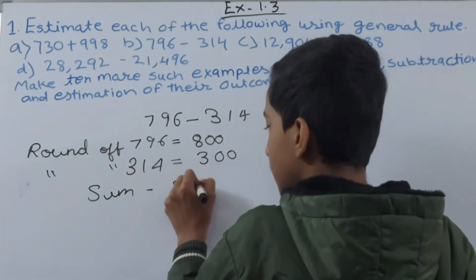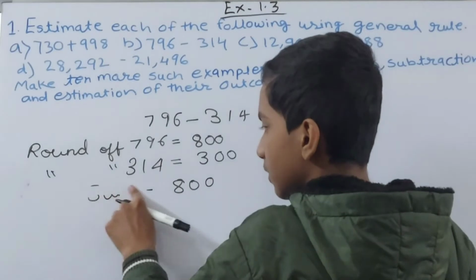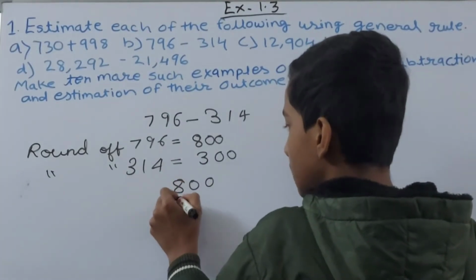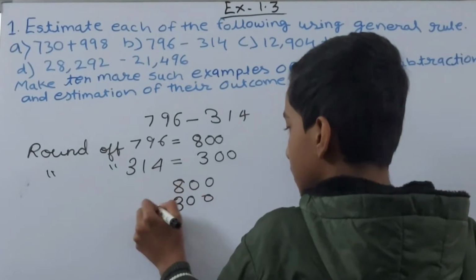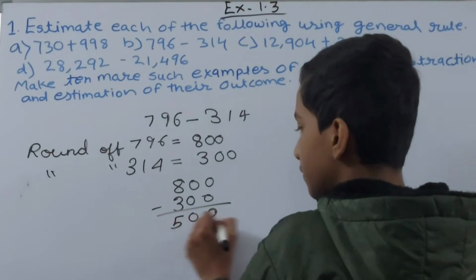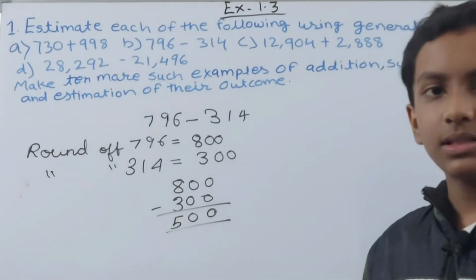Now we will not sum them, but instead we will find their difference. So what will we do? 800 minus 300. 0, 0, 8 minus 3 is 5. So the difference is 500. That is the answer to the second part.